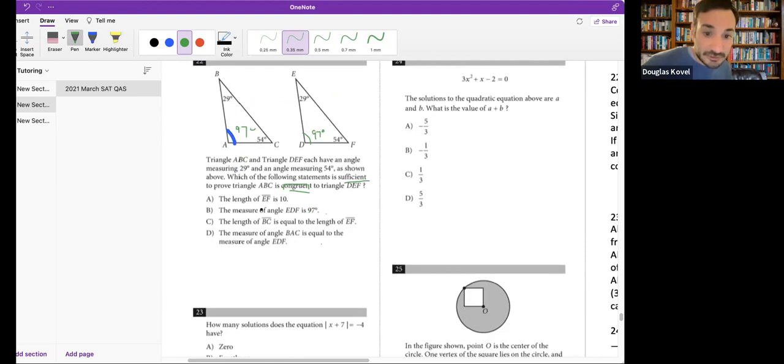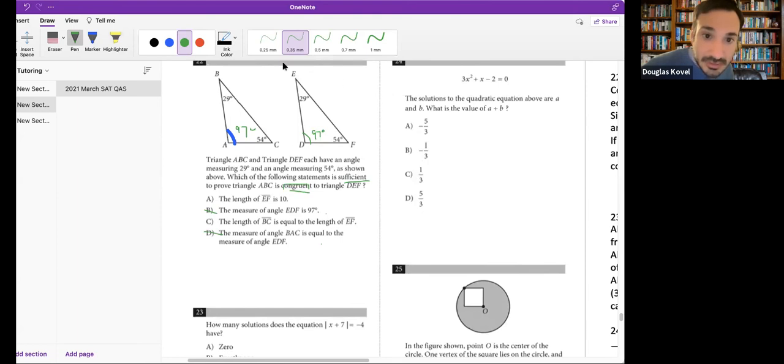So B and D we actually already figured out. But again, the fact that they have equal angles only proves that the triangles are similar, not that they're congruent. So I could get rid of those. If I look at choice A, the fact that EF is 10, well, that's good to know. It doesn't really help me if I don't know anything about what side ABC is. So that's not going to help me.